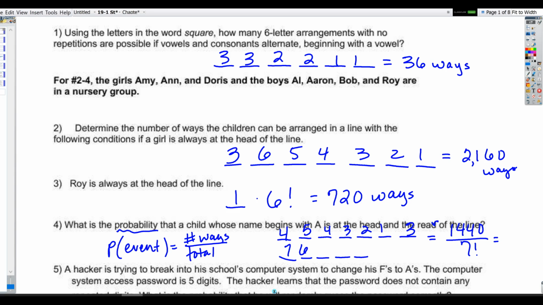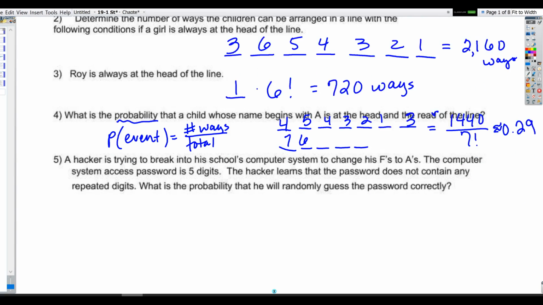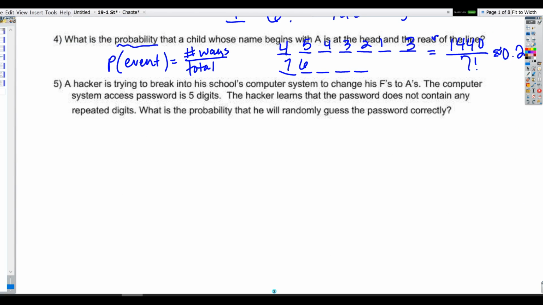Like the decimal? Yeah, the decimal's fine. 0.29. Okay, 0.29, that's rounded, so it's an approximation, so use a little approximate symbol. So that is one way to do it. The other way to do it, I'll kind of scroll down and give y'all some. So this is another option for number 4. What is the probability to place a female in the first position?